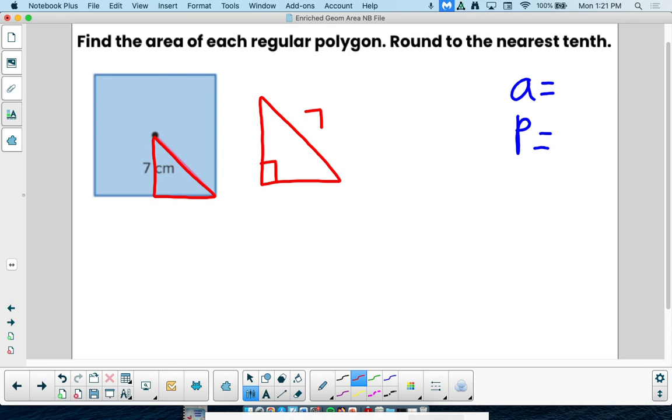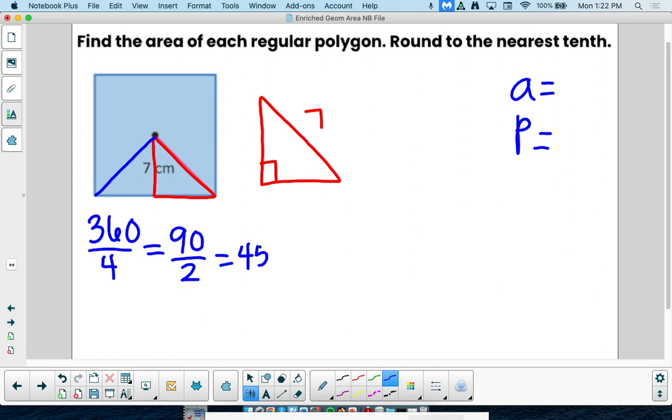So what do we have to do first? Yeah, we eventually have to find the bottom and the apothem, but to figure out what that angle is, do you guys remember how we did that? 45. 360 divided by 4. Perfect. 360 divided by 4, and then divide by 2 again. 90 would be the big central angle. We want half of it, so 45.